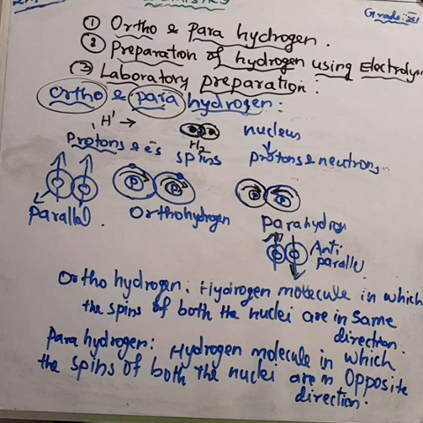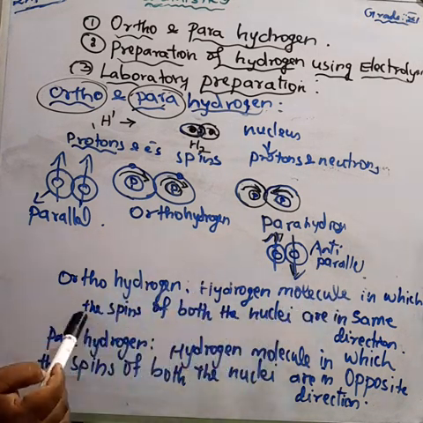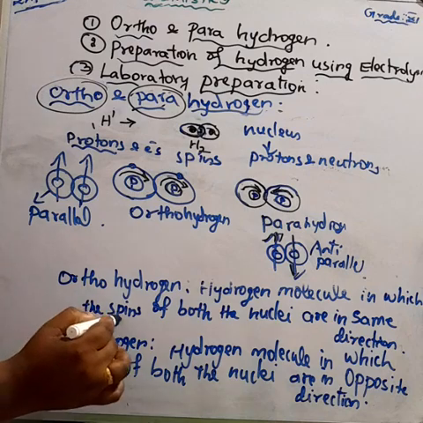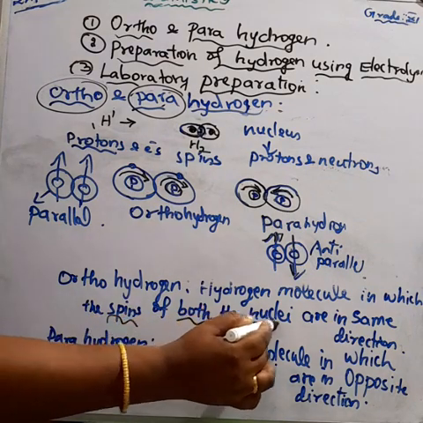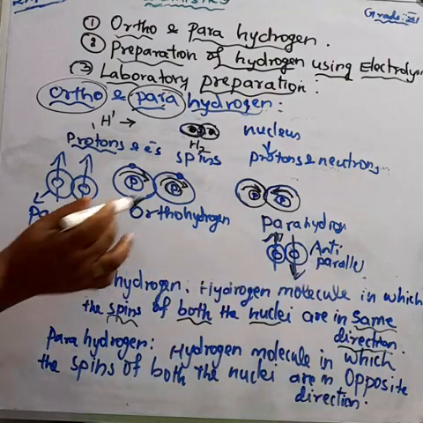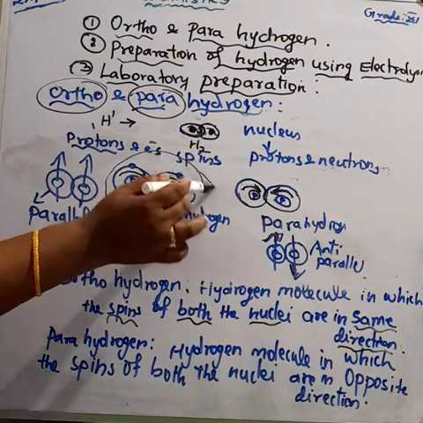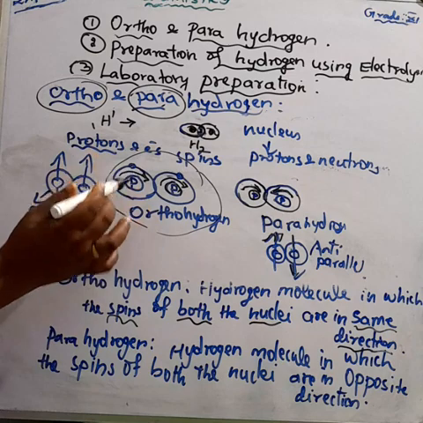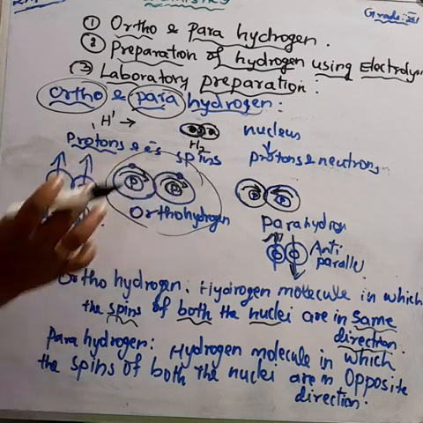So what do you mean by orthohydrogen? Orthohydrogen means a hydrogen molecule in which the spins of both the nuclei are in the same direction.